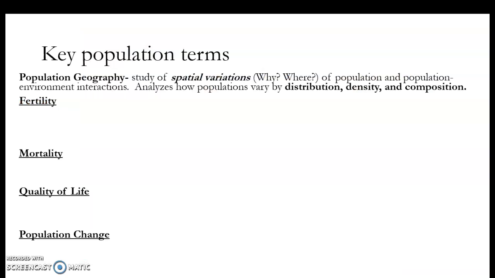When we talk about population geography, there's a few key terms that we need to discuss. The concept of population geography is basically the study of where and why populations are different, why they change. We analyze distribution, density, and composition. So why is the population of the United States so much different than that of India, of China, of Afghanistan, of Indonesia? So we'll answer some questions. And as we better understand or classify populations, we do so in these categories: fertility, mortality, quality of life, and population change.